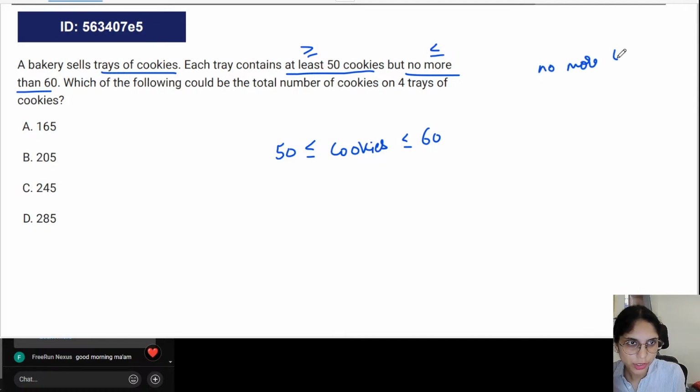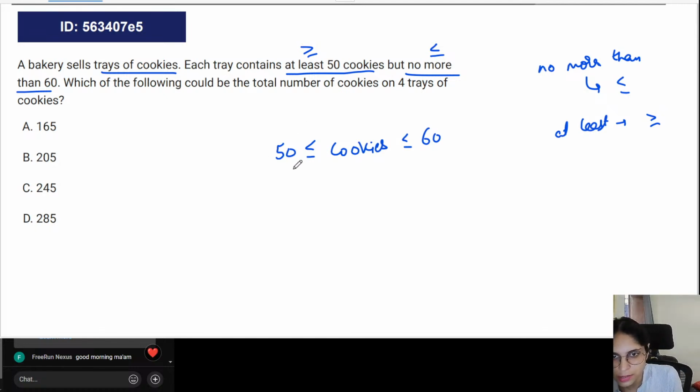So the opposite of more than is less than, and equal to is also included, so less than or equal to. At least is greater than or equal to. Whenever they're saying it like this, it's between 50 and 60. And this is about each tray, so this is for one tray. What could be the total number of cookies on 4 trays of cookies?